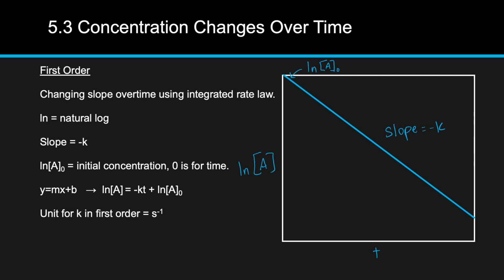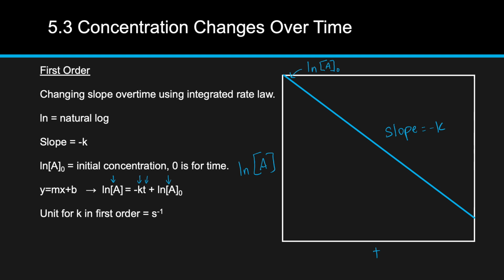And so when we are solving for the rate law, or k, we can plug this into y equals mx plus b. Our y value is the natural log of the concentration of A. Our slope is negative k. Our x is time. And our b is the natural log of A at 0 time.